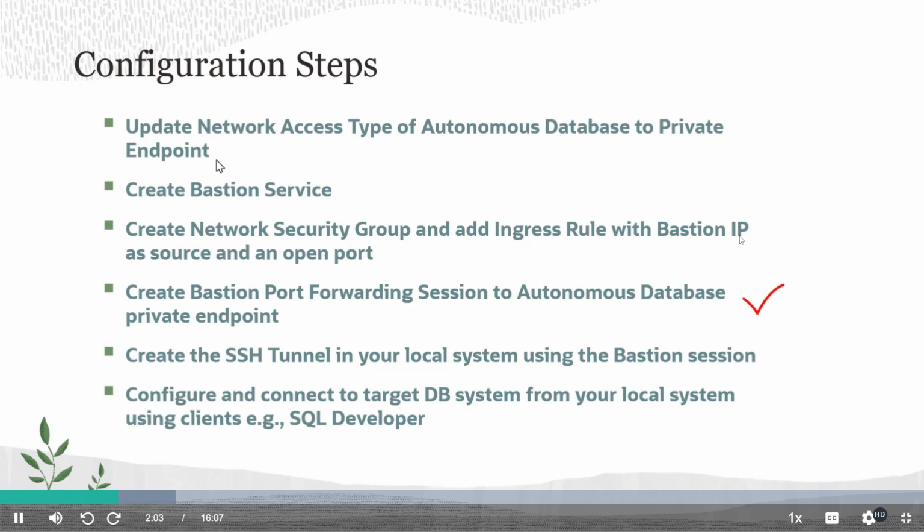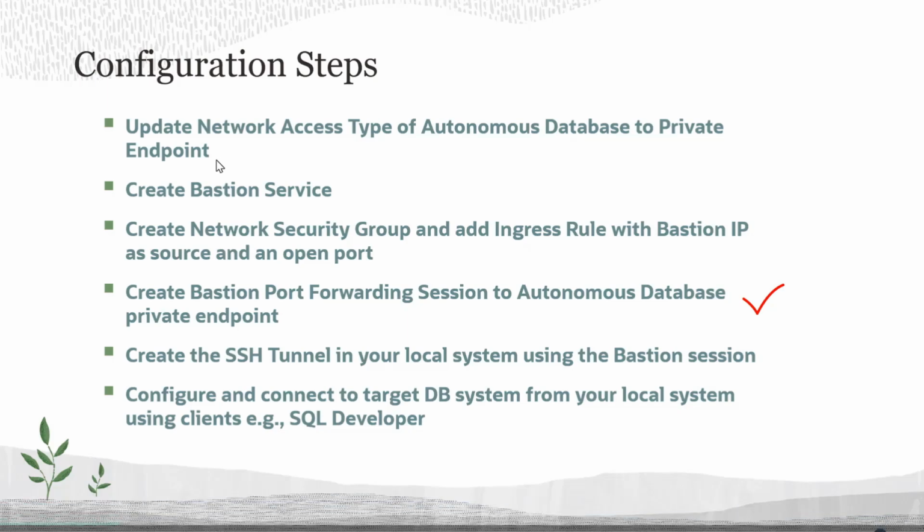Using the Bastion which we created, we'll create a port forwarding session to the Autonomous Database private endpoint. Next, we'll create an SSH tunnel in your local system using the Bastion session we created. Once the SSH tunnel has been set up from your local system, you can configure SQL Developer with the details of the Autonomous Database, and then you can connect to the database and perform some operation. Let's get into the demo environment and see how all the steps can be executed.